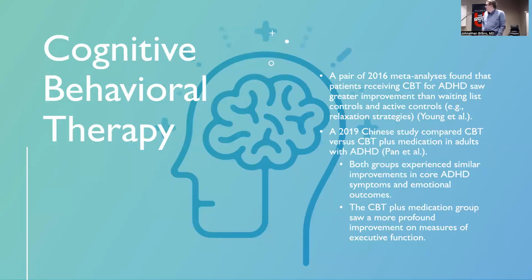And then a couple last things here. There's evidence behind cognitive behavioral therapy being helpful in ADHD compared to things like wait list controls or even inactive controls. And then a 2019 Chinese study looked at CBT plus medication versus CBT alone, and the results were similar to what we think about with depression and anxiety: probably the combination gives the best results, but either can be helpful.